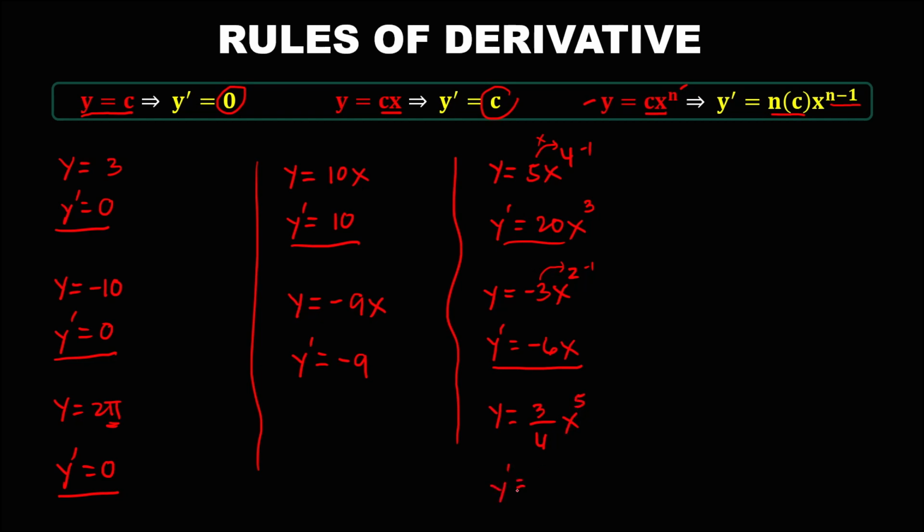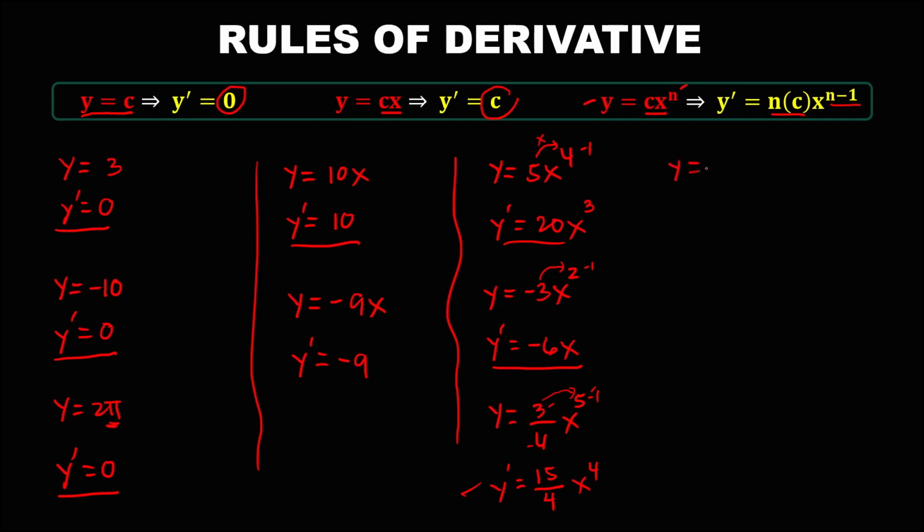Then for this, y equals 3 over 4, then x to the power 5. To find the derivative, again, multiply this number to this exponent. When multiplying a fraction and a constant, just multiply the numerator to this exponent. So we have 3 times 5, this one is 15. Then copy this denominator, so 15 over 4, then x with the exponent minus 1, so to the power 4. So this is now the derivative.